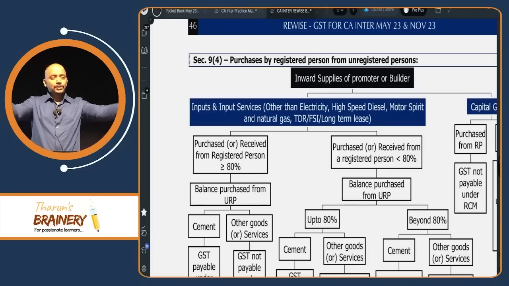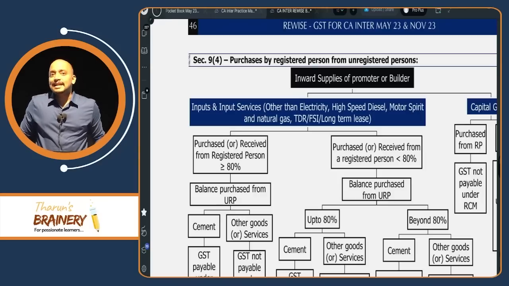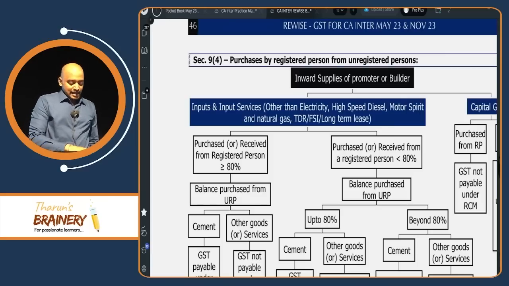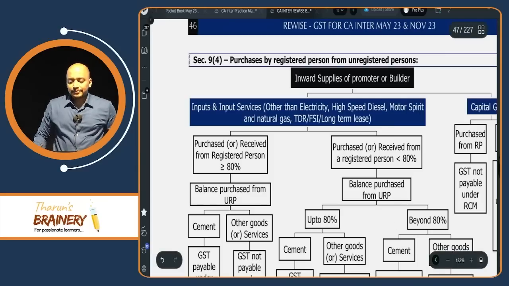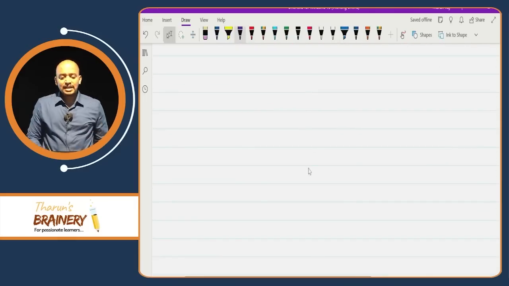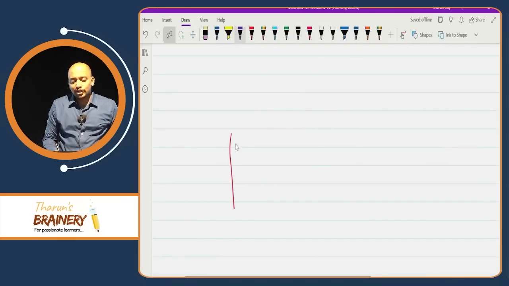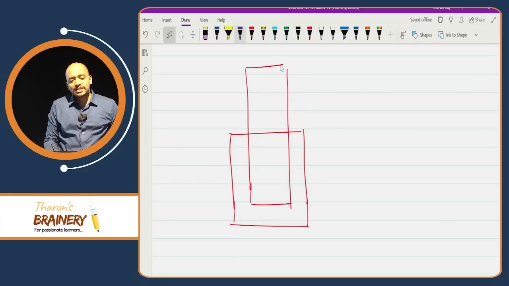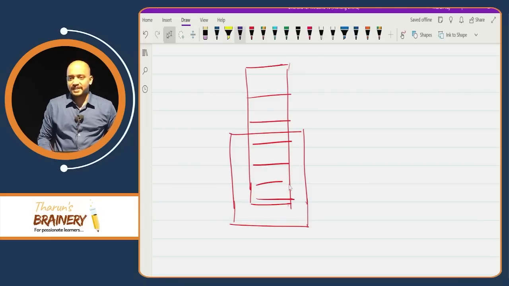Okay. So let's try to understand this TDR, FSI and long-term lease, what is it and why it is to be excluded here. Generally, FSI refers to floor space index. On a given plot of land, how much you can construct is known as FSI. On a given plot of land, how much building, number of floors you can construct is known as FSI.